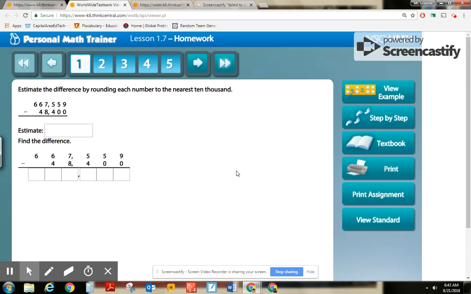This first problem, the direction says to estimate the difference. So right away, I'm going to estimate, and it says to the nearest 10,000. So just like always, we're going to rewrite our numbers, making sure that we are writing neatly and paying attention to the place value. I'm going to see if I can move this whole number over.